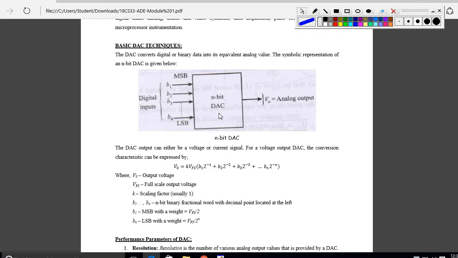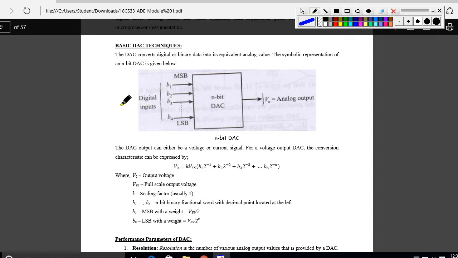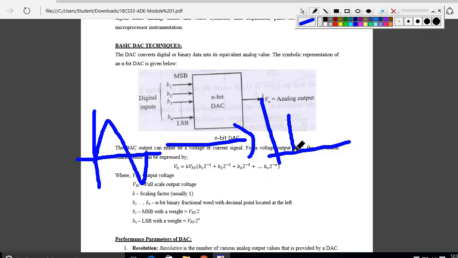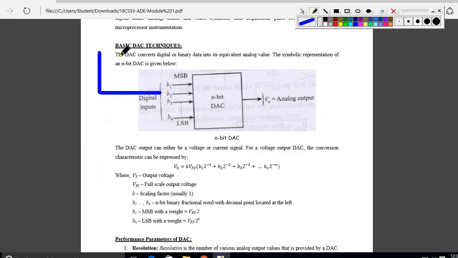Okay, in earlier classes we have already seen how exactly the analog to digital converter takes place, right? So what exactly does that mean? Analog signal will be converted to digital signal like this. That is the AD converter, the analog to digital converter. But here in this case it is not like that. It should be in a reverse way. A digital signal or a binary signal will be converted back to an analog signal.